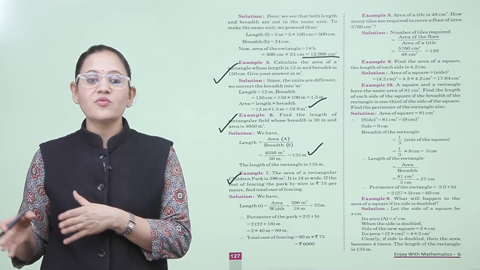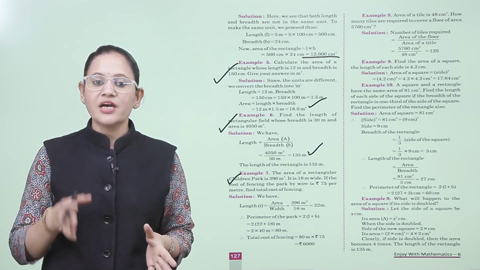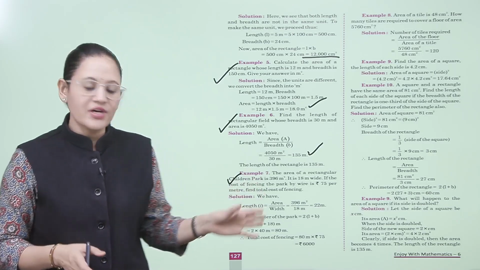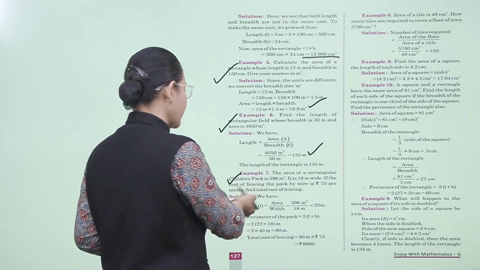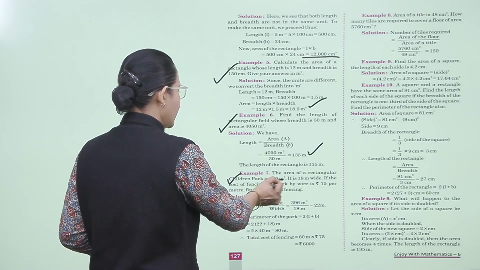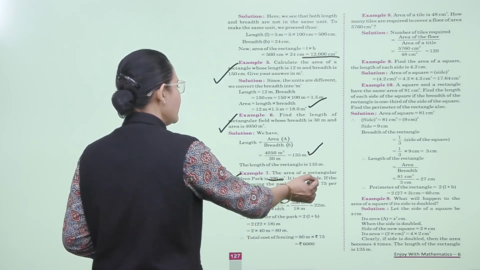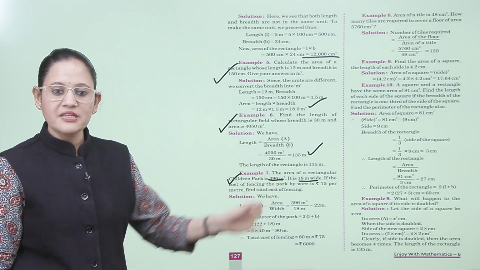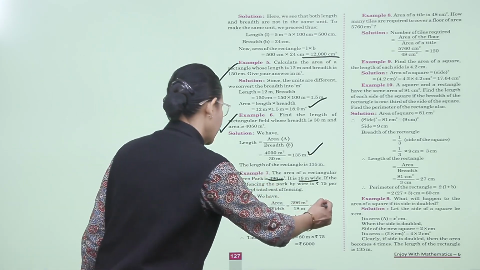Next example, the area of a rectangular children's park is 396 meter square. It is 18 meter wide. If the cost of fencing the park with wire is rupees 75 per meter, find the total cost. So, first, what is given here? Area is given and breadth is given. We have to find the length. Length equals area upon breadth. So, that is 22 meter.